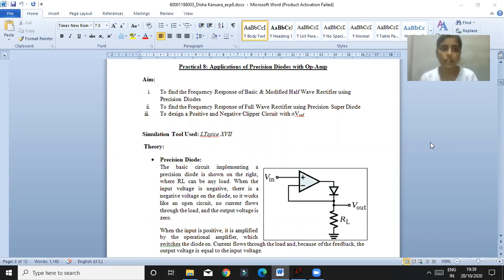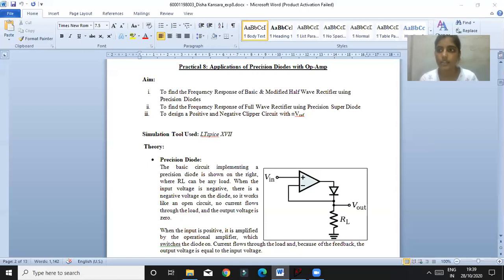So first of all, my aim is to find the frequency response of the basic and modified half-wave rectifier using precision diode. Second one is the frequency response of full wave rectifier using precision diode. And third one is to design the positive and negative clipper circuit with plus and minus VREF.